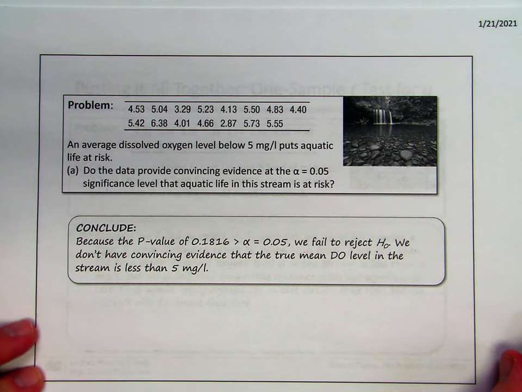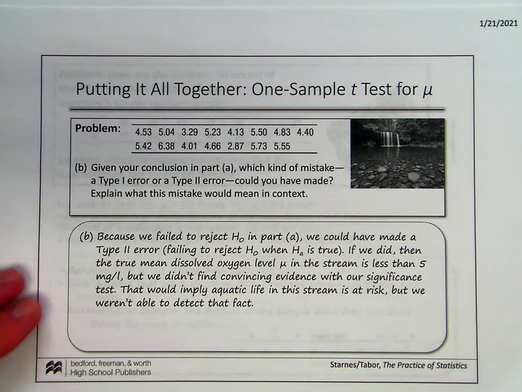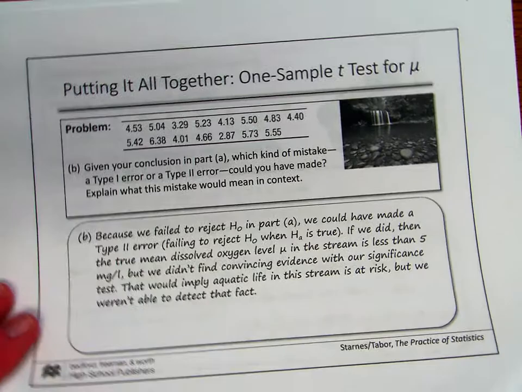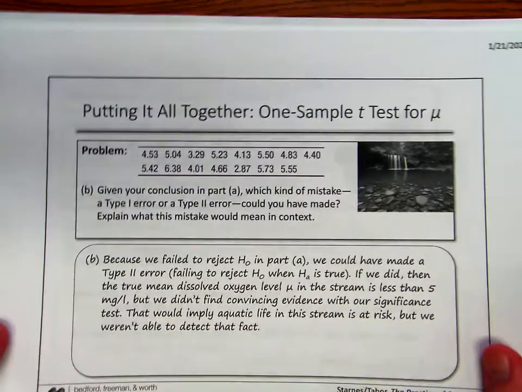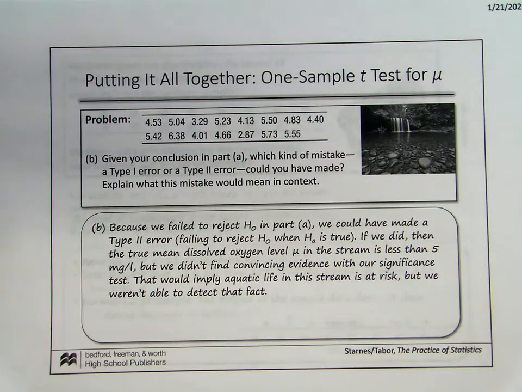All right, very often there's an associated follow-up question. So in this case, the follow-up question was, given your conclusion in Part A, what kind of mistake, a type 1 or type 2 error, could you have made, and what would this mean in context?